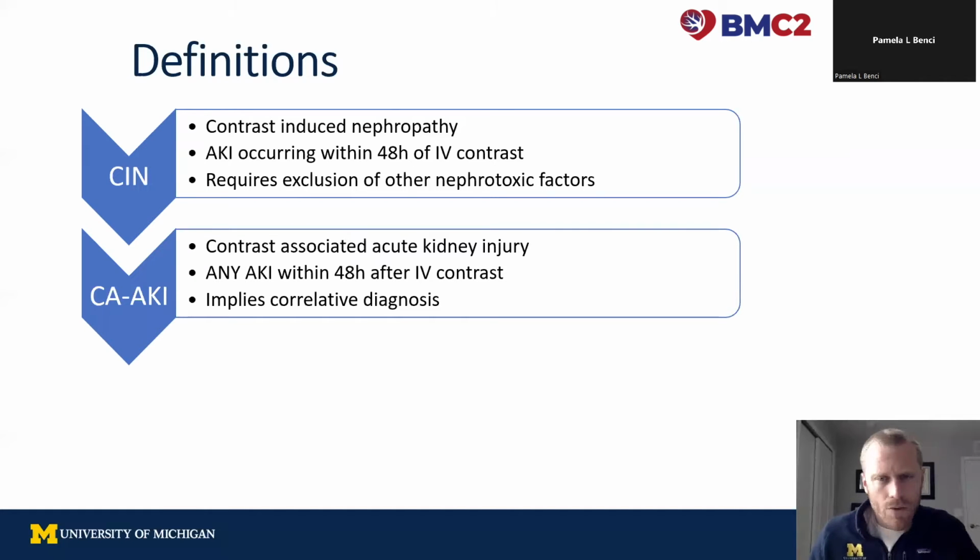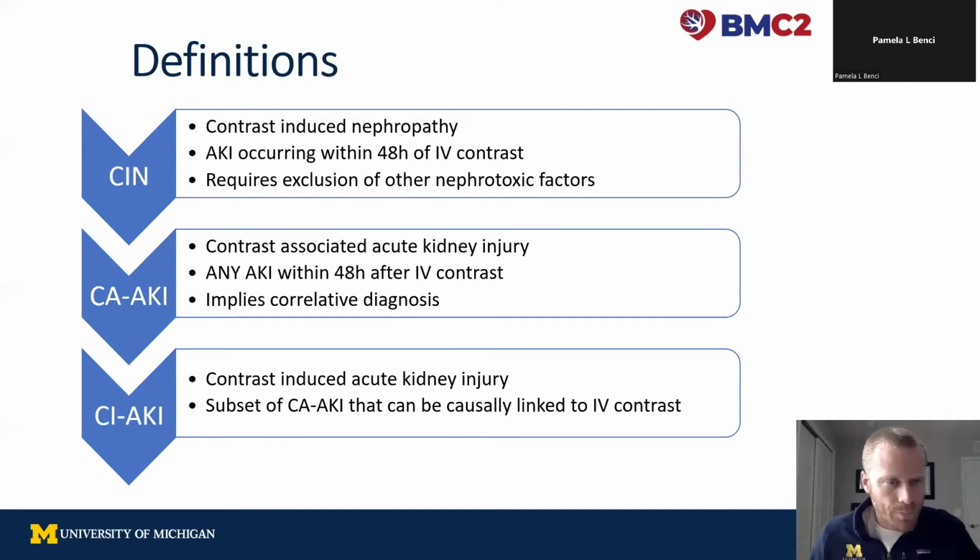So in 2015, the American College of Radiology introduced a new term, contrast-associated acute kidney injury. That really is just any acute kidney injury within 48 hours after IV contrast. It implies a correlation, but doesn't require exclusion of other nephrotoxic factors. They also included contrast-induced acute kidney injury, which is really the CIN that we classically think of. That's a subset of patients with contrast-associated AKI that can actually be linked to the IV contrast.